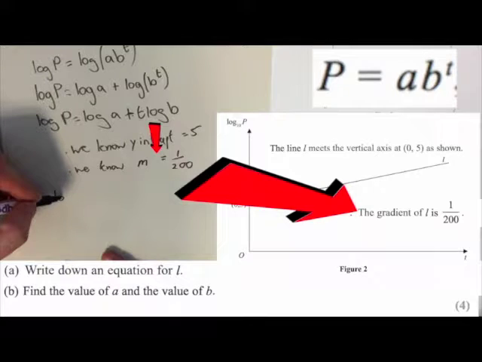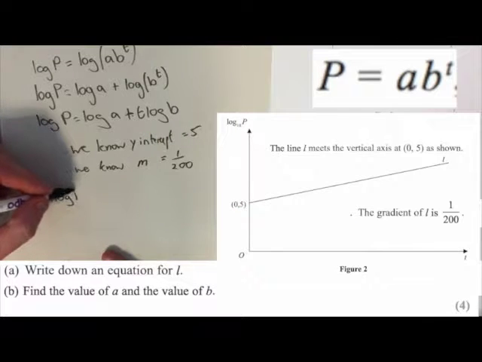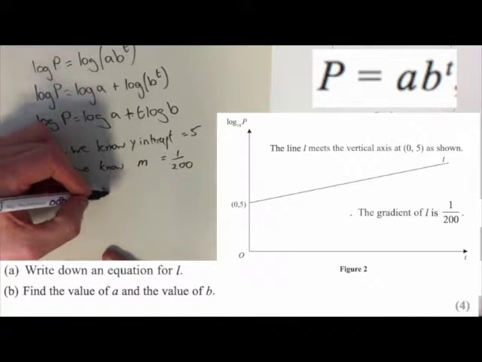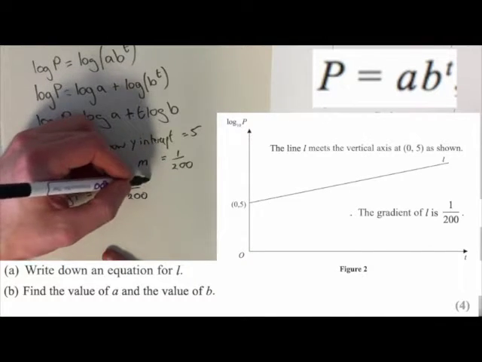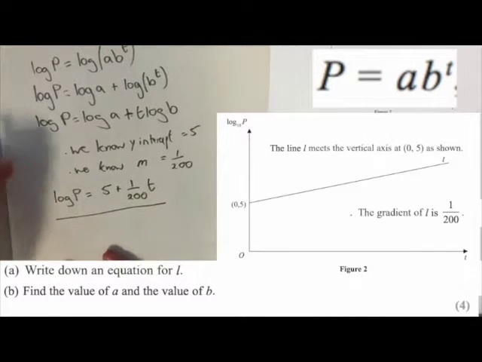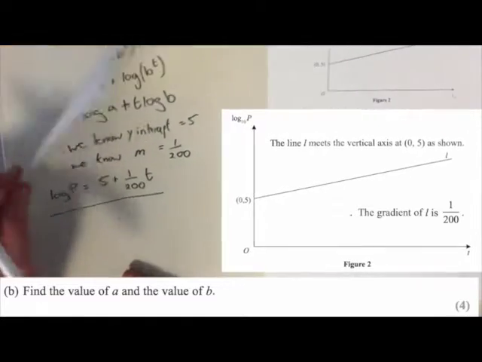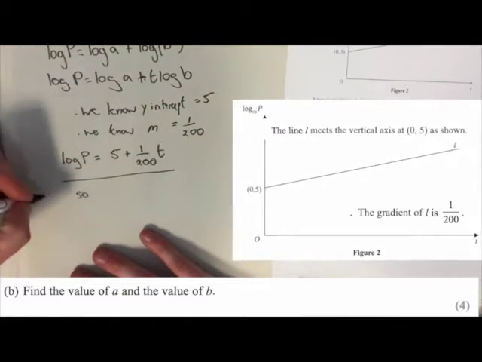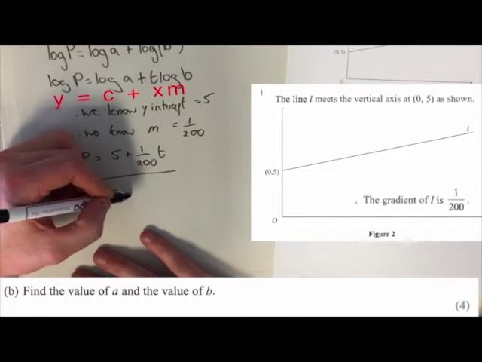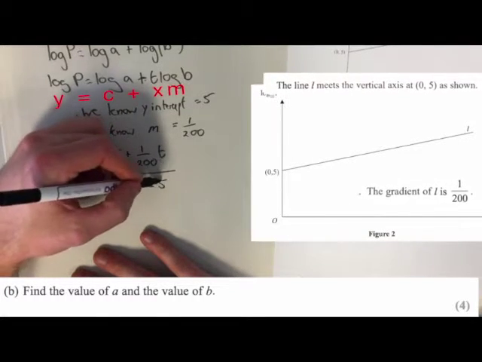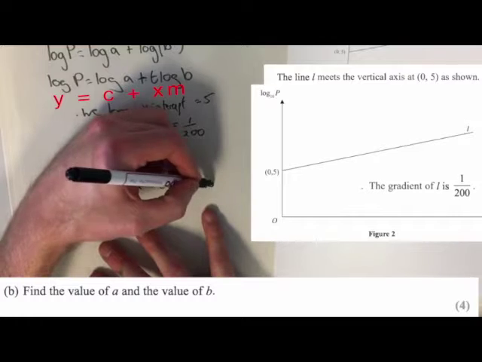So the last thing we need to do is just to write it out in terms of the actual graph in front of us. So we're going to get log of p equals 5 plus 1 over 200 times t. Which you probably could have just done by looking at the y and x axes and what they give us as the gradient and intercept, but the logarithms we did there is going to help us in the next bit of the question.